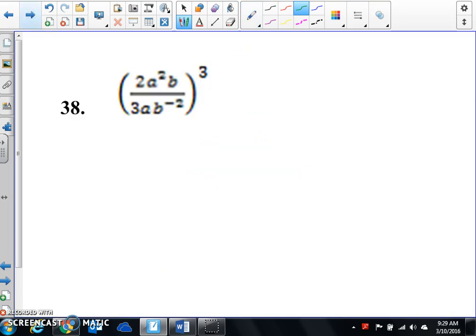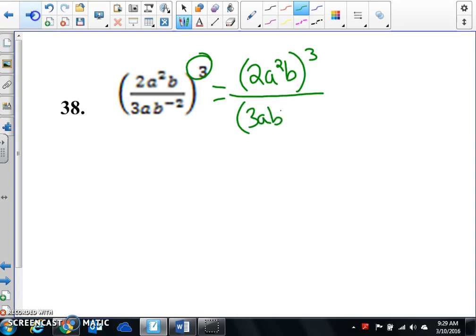All right, so this is all to the third power, so I'm going to break this up. It's two ways you could do it. You could start by simplifying the inside, or you can break it up like I'm about to do. All to the third over 3ab to the negative second, all to the third. You're going to get the same result regardless.